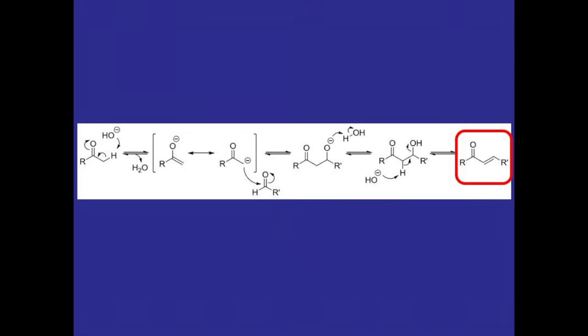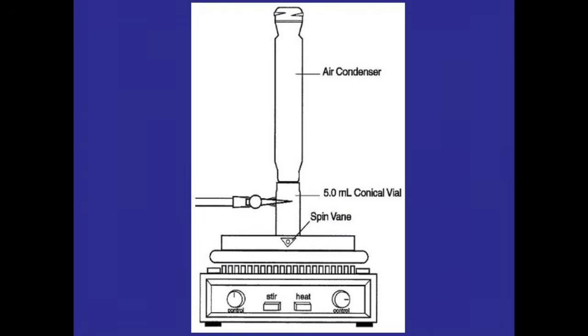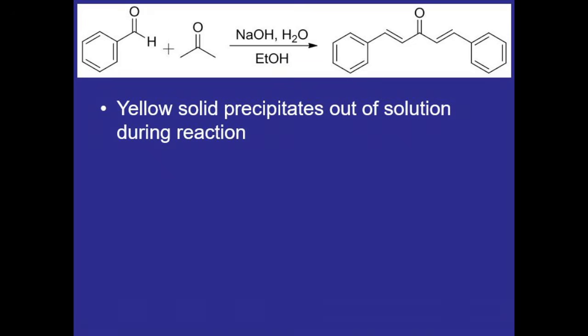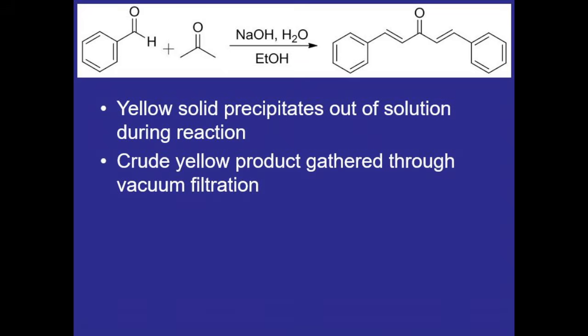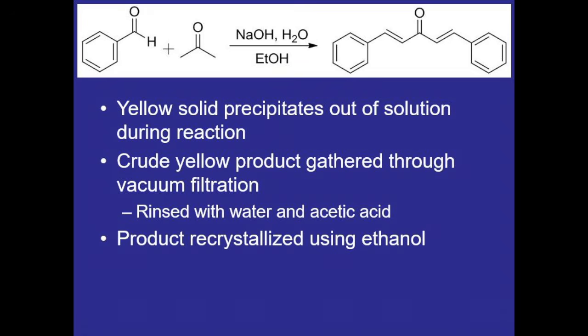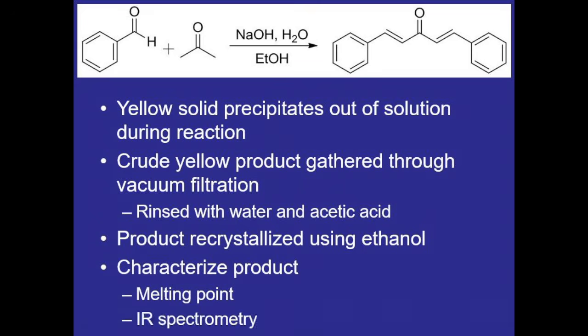We'll be performing this reaction at room temperature in a conical vial attached to an air condenser, and as the reaction progresses, we'll see the yellow product precipitate out of solution, and we'll let it react for about 30 minutes, after which we can collect the crude yellow product using vacuum filtration and rinse that solid with some water and acetic acid just to remove any remaining base that might have been left over. Then we'll recrystallize the crude product using ethanol as a solvent and characterize those crystals by taking a melting point and running an IR spec.